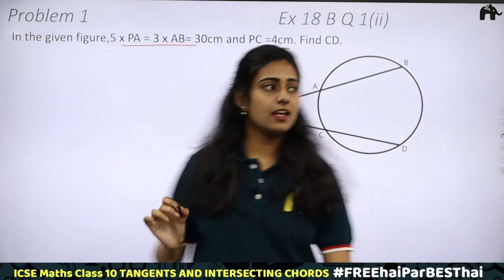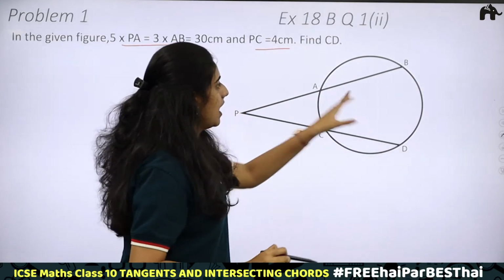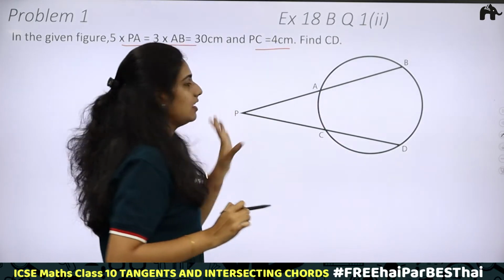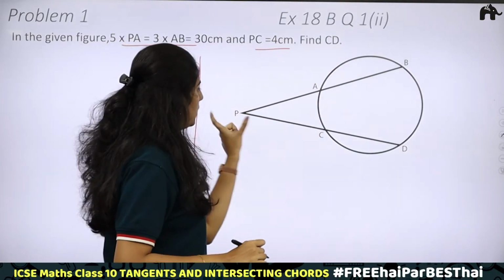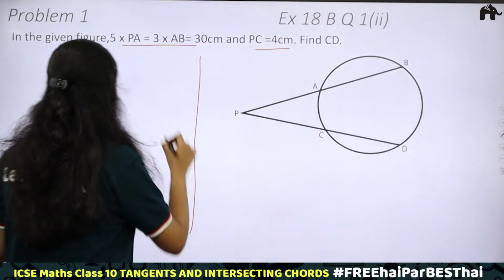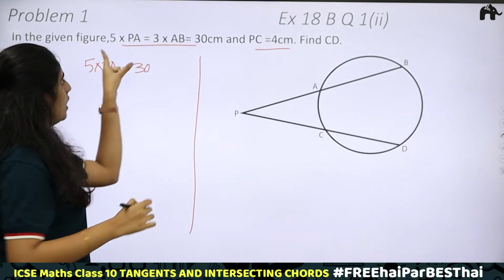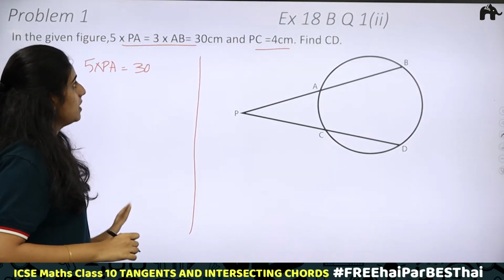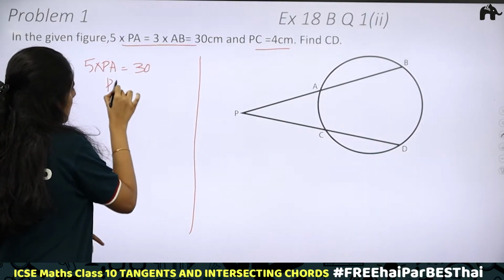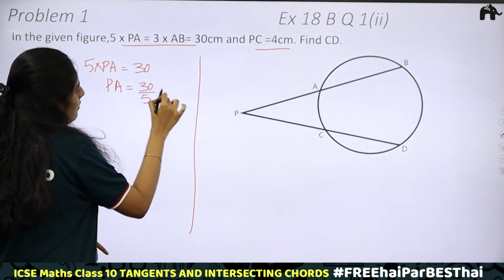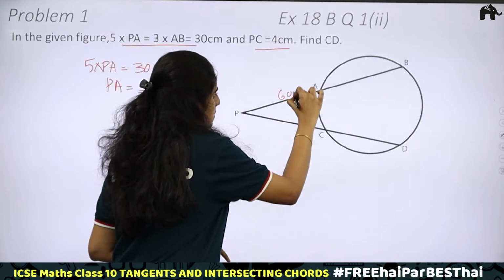Okay, here we have the figure. A point P is given. The chords are AB and CD. So AB and CD chords, when produced, they are intersecting at point P. Okay. Then what are the segments? Here we will be having AP, BP, CP and DP. Now it is given that 5 into PA is equal to 3 into AB is equal to 30 centimeter. Which means 5 into PA is equal to 30 centimeter. Then what is PA? PA will be 30 divided by 5 and that is equal to 6 centimeter.